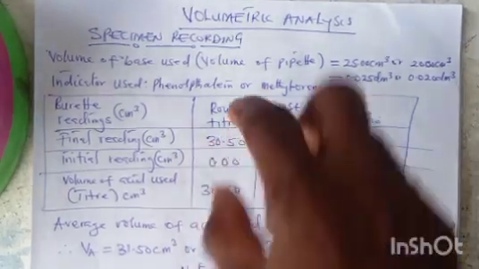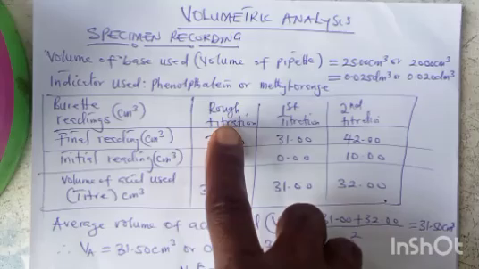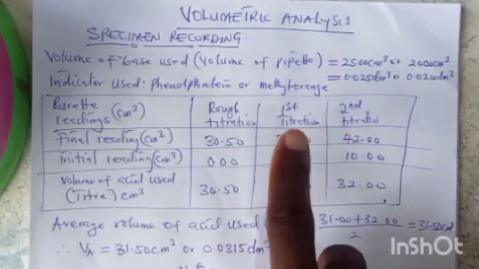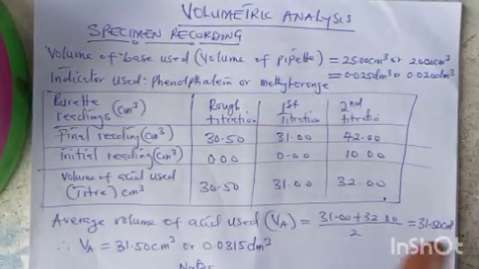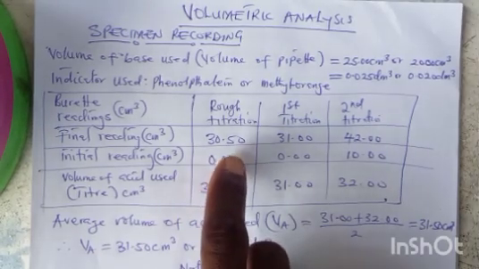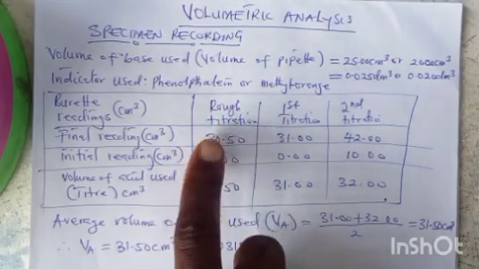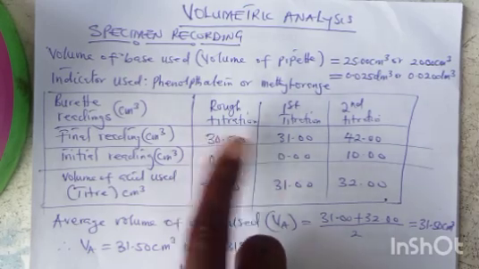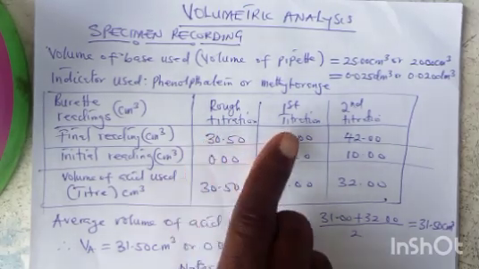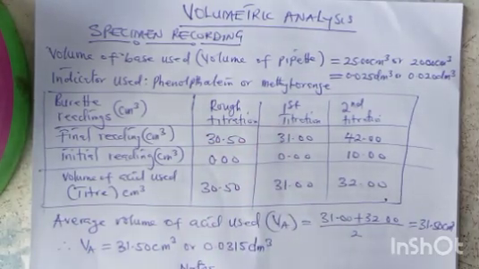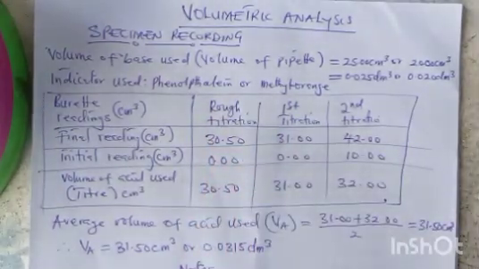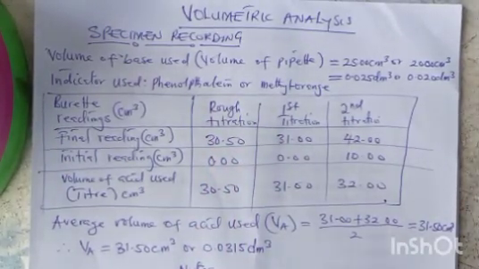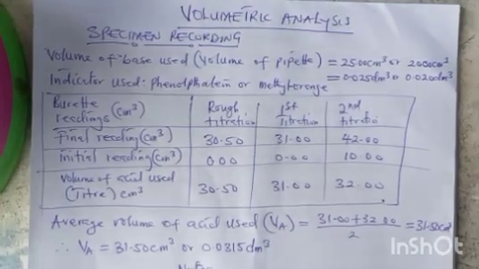I told you that we don't accept the rough reading when checking the average volume of acid. First of all, we did a rough titration. The burette reading was initially at 0.00, the acid having been filled to 0.00. After titrating, the reading at the first rough titration is 30.50. This rough reading, we don't use it for the average. We call it rough because we use it to test the titration procedure.